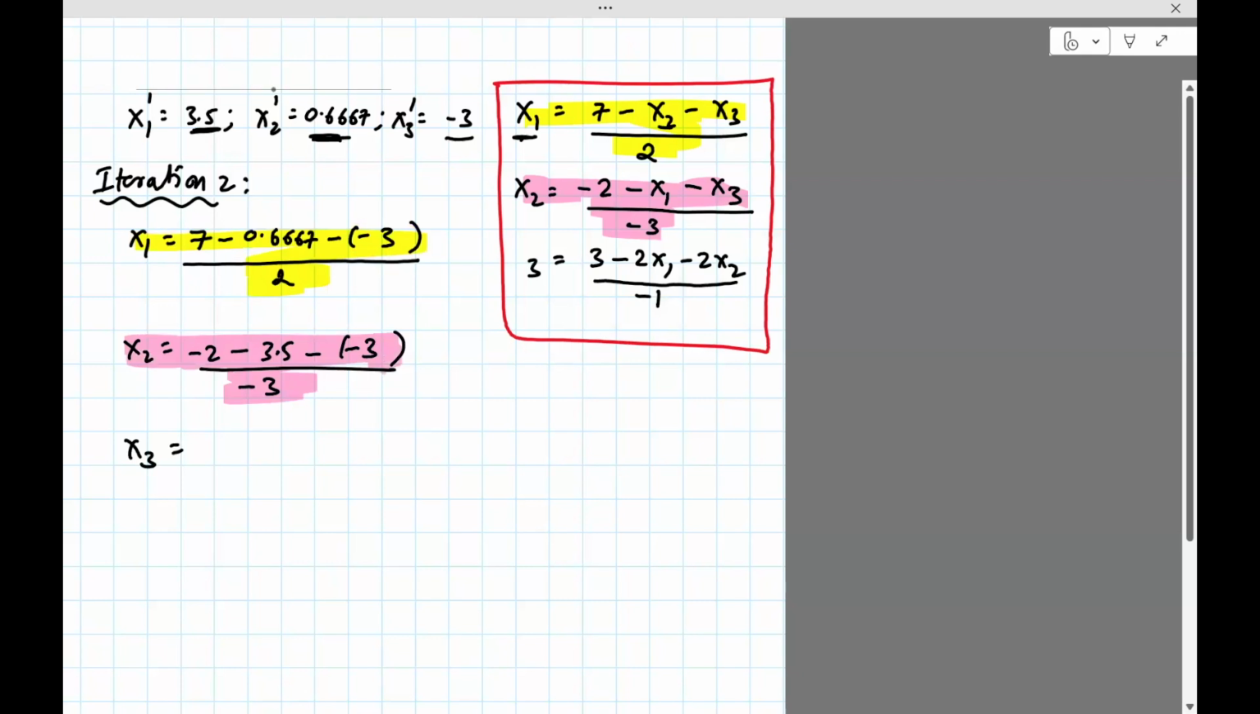x3. So we use the third equation for x3. 3 minus 2 times x1, x1 is 3.5, minus 2 times x2, which is 0.6667, divided by minus 1.